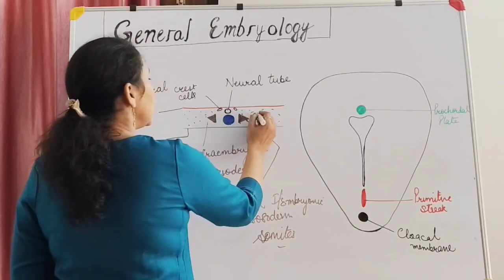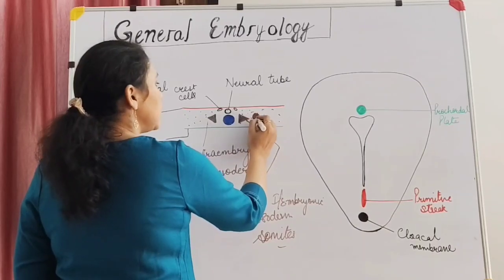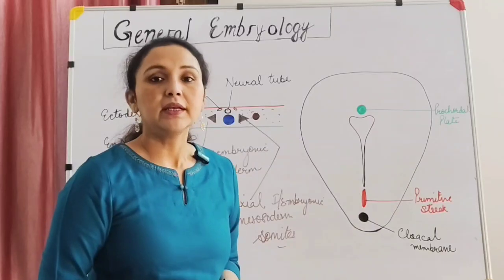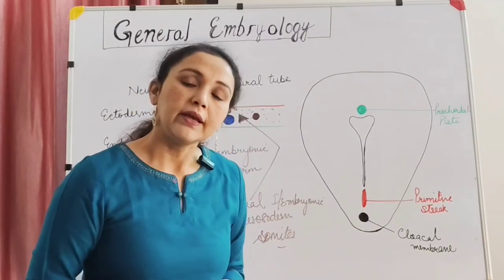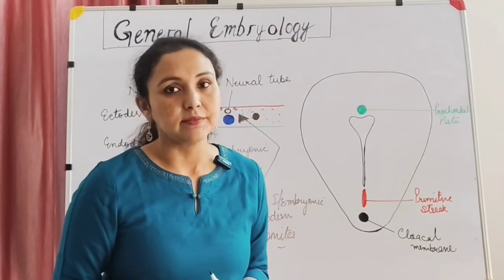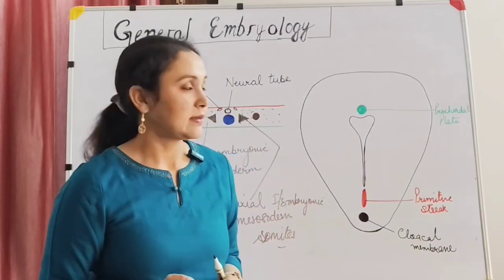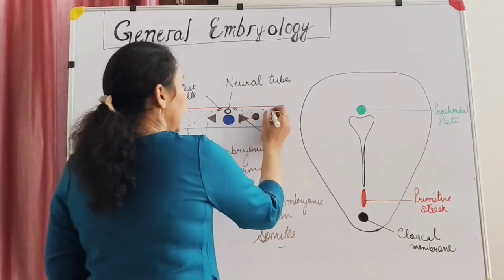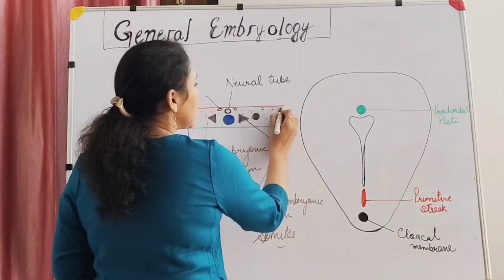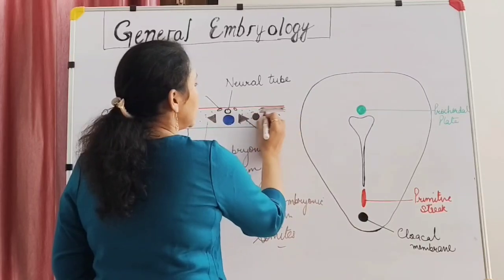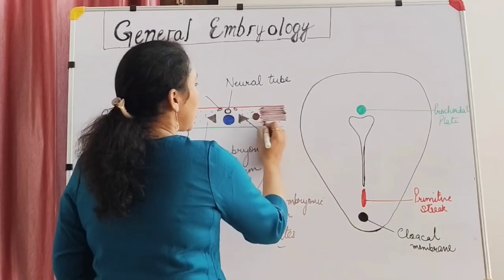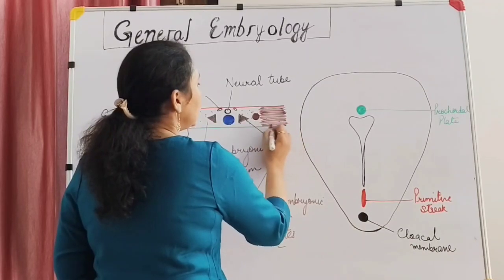Next to it, there is the intermediate mesoderm. So this is the intermediate intraembryonic mesoderm that in future will form the urinary and the genital systems. Then laterally we have the lateral plate mesoderm. So this entire part is the lateral plate mesoderm. So the mesoderm is split into three parts: the paraxial, the intermediate, and the lateral plate.